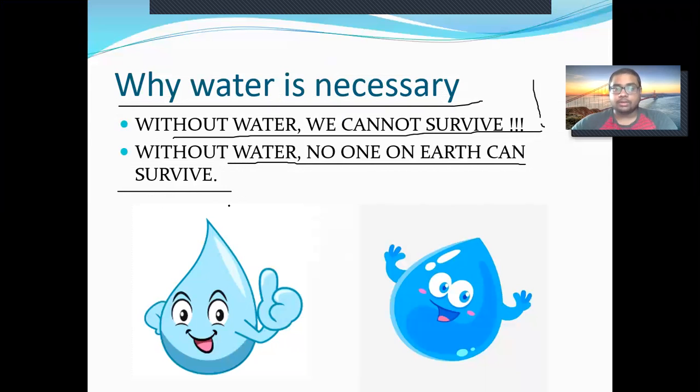A bottle of water, in fact every water around us, is very, very important for our survival. Without water, we cannot survive anywhere. We need water. We require water.